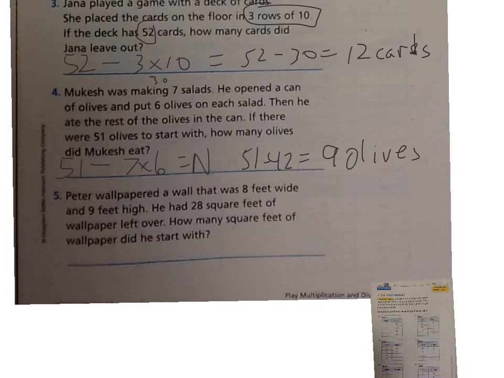Next one. Peter wallpapered a wall that was 8 feet wide by 9 feet high. He had 28 square feet of wallpaper left over. How many square feet of wallpaper did he start with? Okay, so he used 8 times 9, and he had 28 left over. So it would equal 72 minus 28, and that would equal 42 square feet left over. Not left over. How many square feet did he start with?